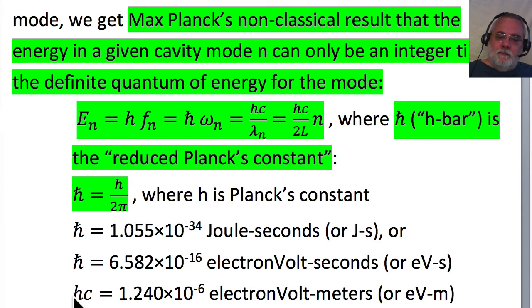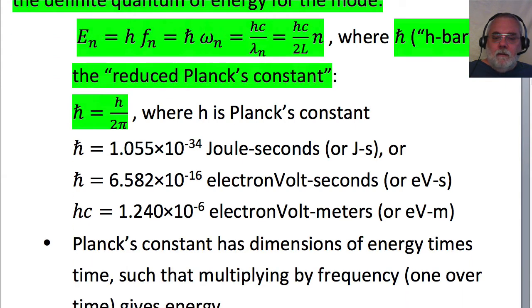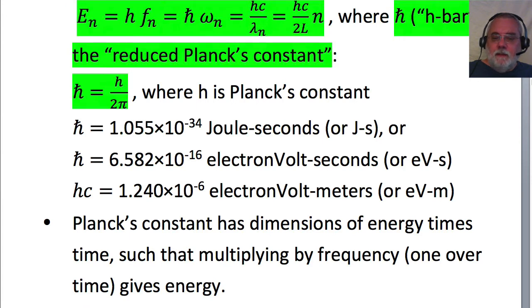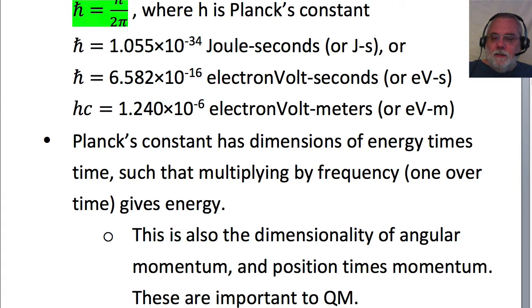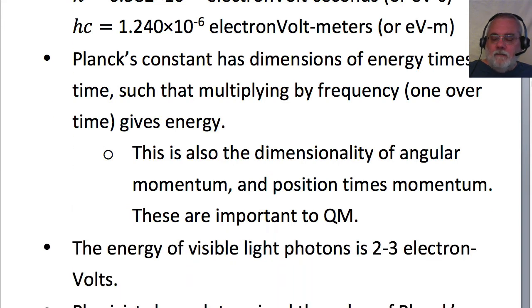Sometimes it's useful to have the constant that is Planck's constant times the speed of light, and the units for that are electron volt meters. Now, Planck's constant has dimensions of energy times time, such that multiplying by frequency, which is 1 over time, gives energy. That's what makes E equals hf work. But it turns out that is also the dimensionality of angular momentum and position times momentum, and these are important to quantum mechanics. If you're not familiar with the unit of electron volts, visible light photons have an energy of 2 to 3 electron volts. So you can at least imagine the scale of that energy unit.